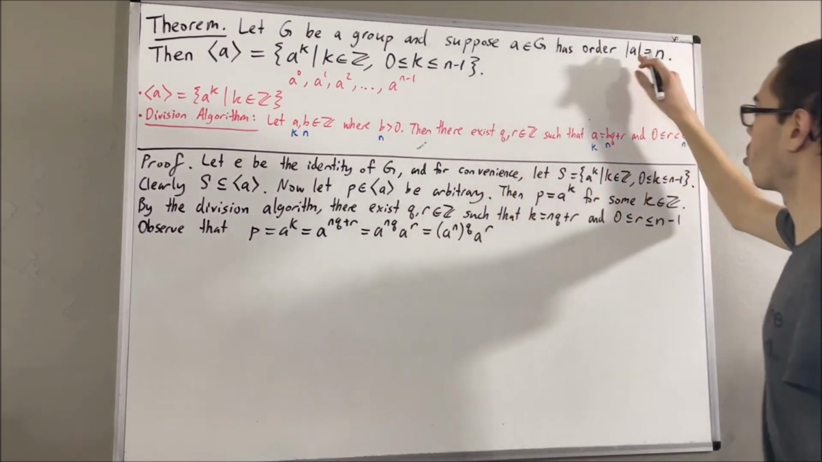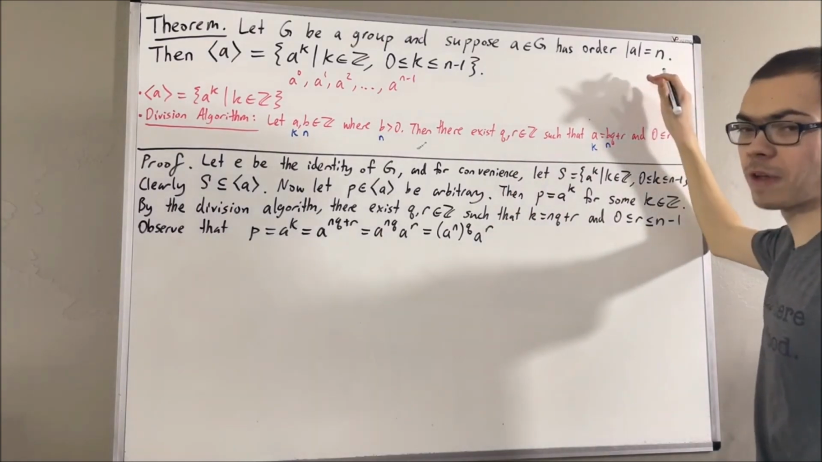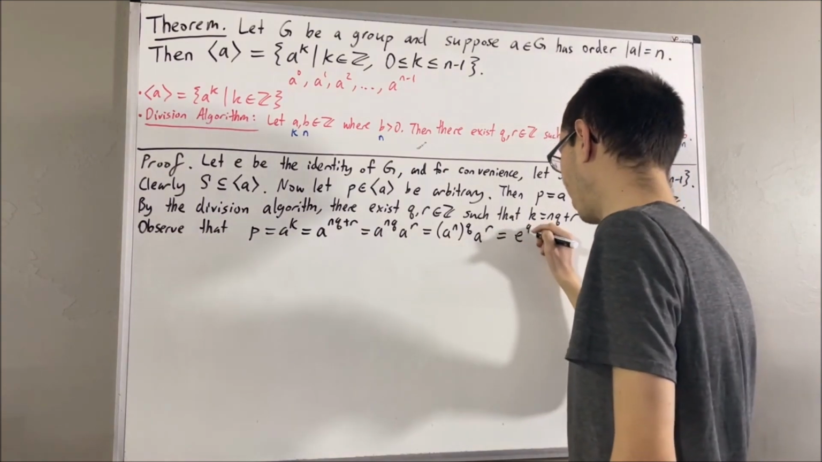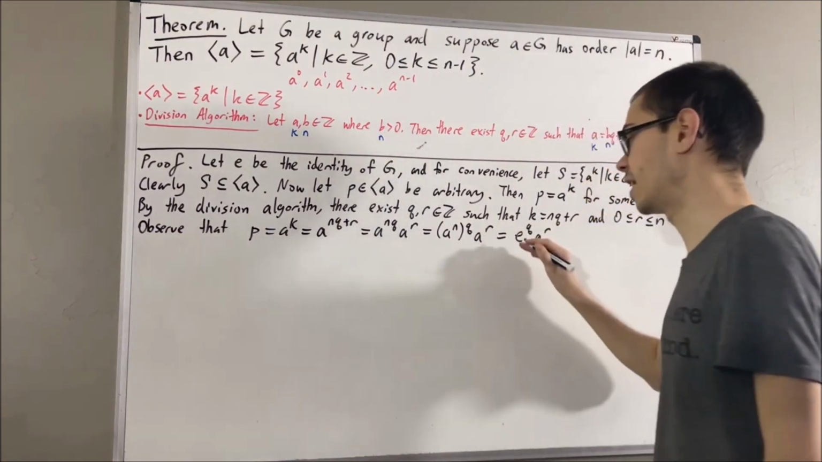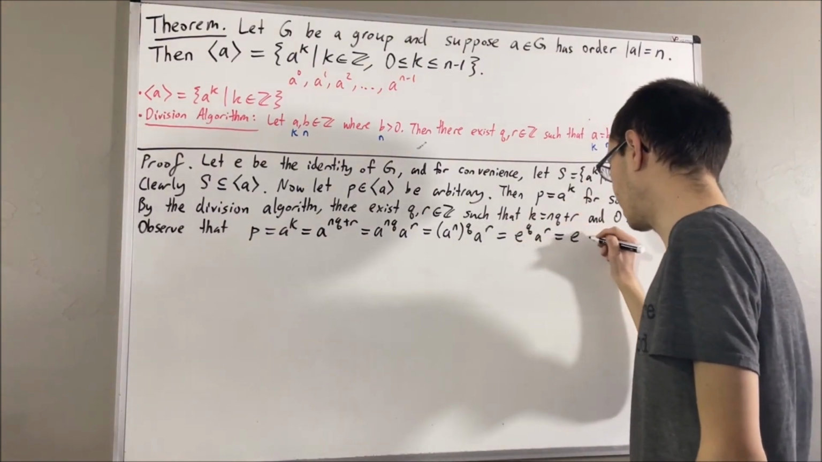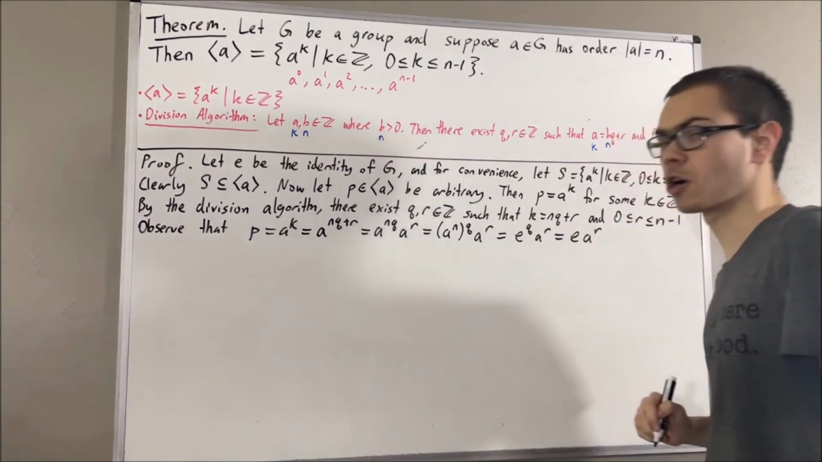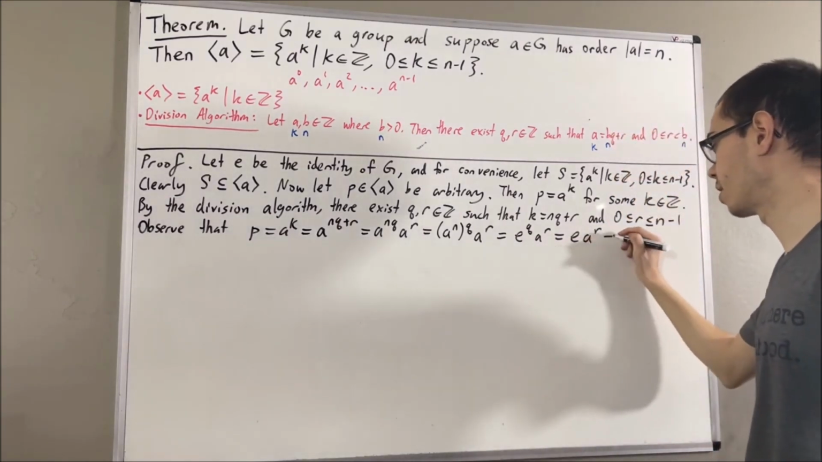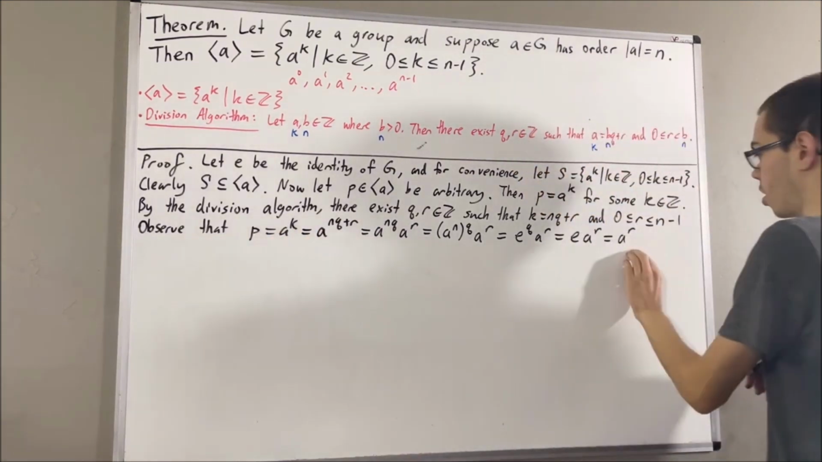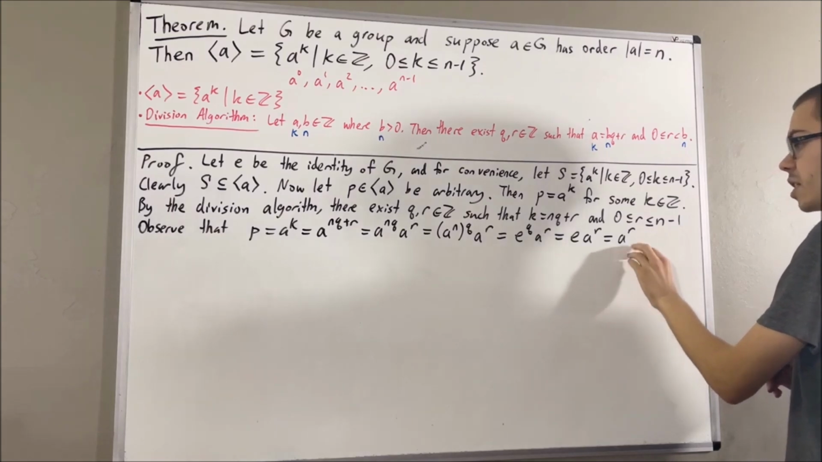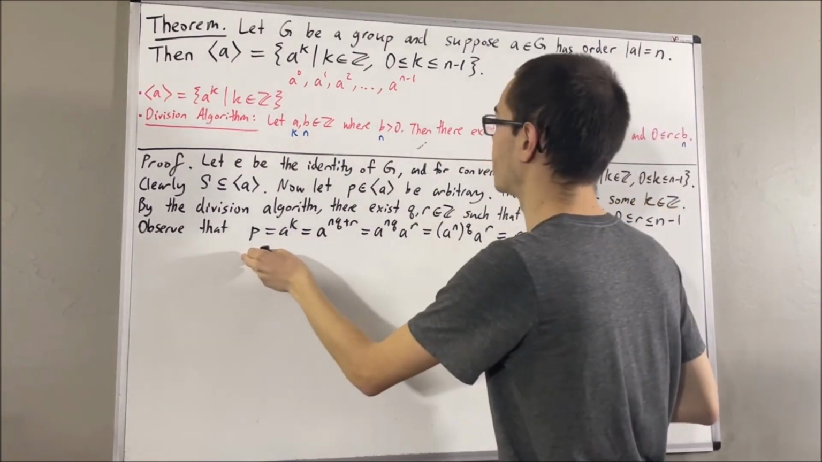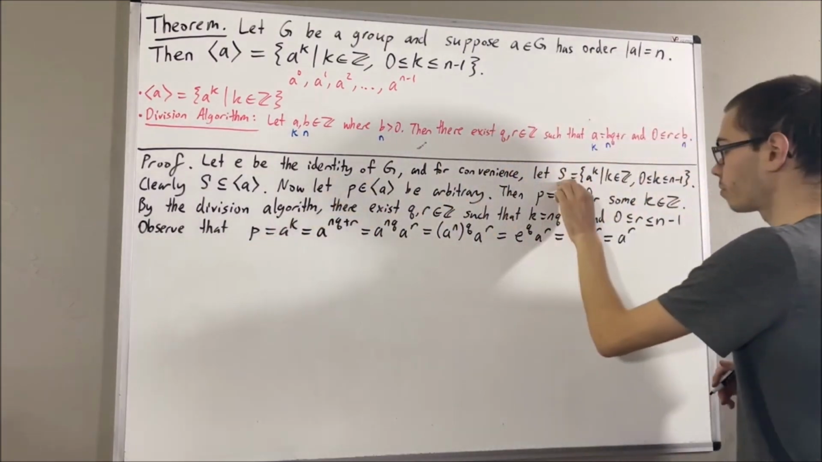But since the order of a is equal to n, that means a to the power of n is equal to the identity element. So we can replace a to the power of n with the identity element. But in fact, the identity element to the power of any integer is equal to the identity element. So this is just the identity element times a to the power of r. And by definition of the identity element, this gives us a to the power of r. So this shows that p is equal to a to the r. And since r is an integer that is between 0 and n minus 1, that tells us p satisfies the requirements to be an element of S.